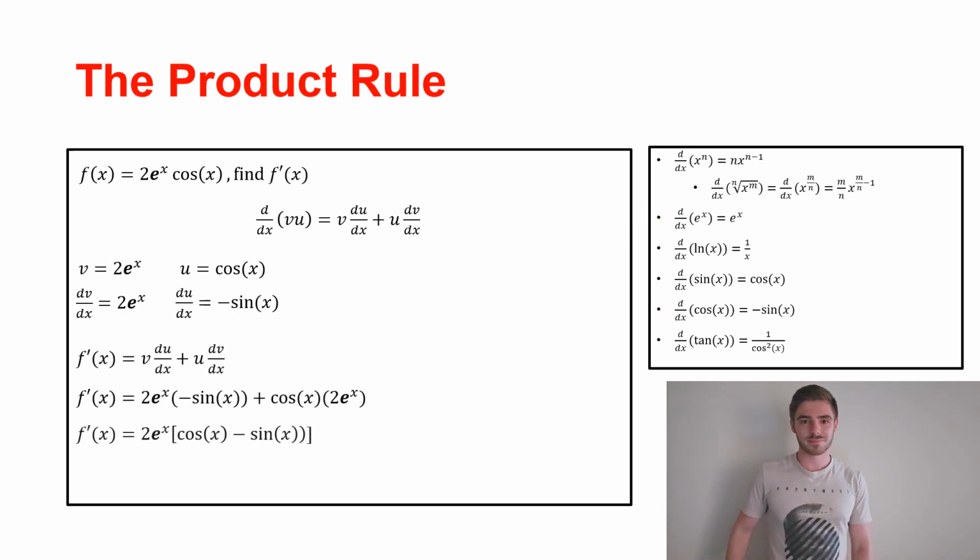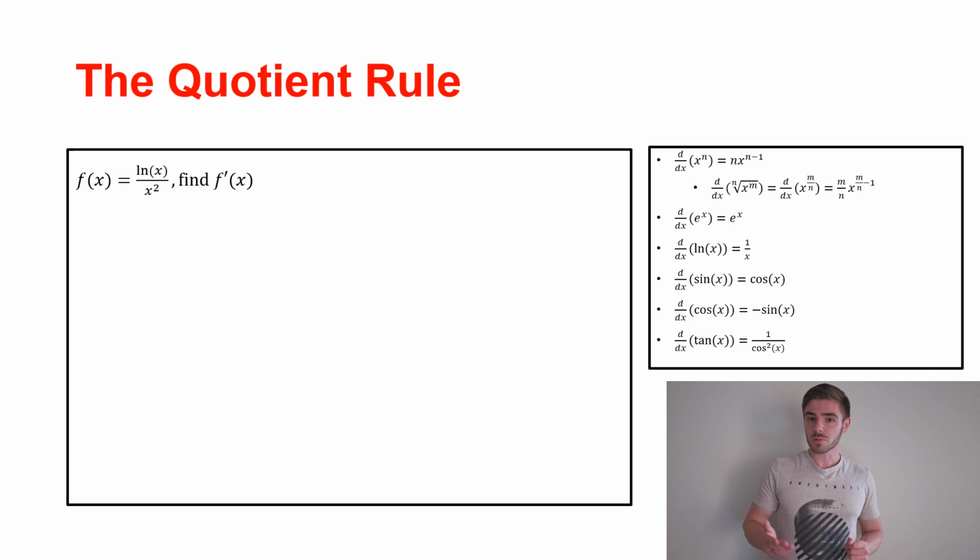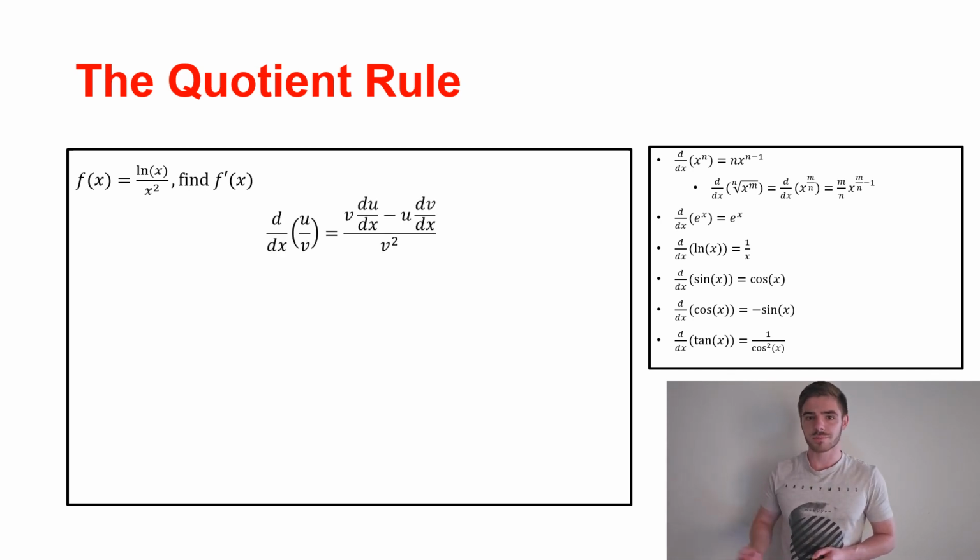How about division? Well, in this case, we'll use the quotient rule. Just like before, we have to define what u and v are, but this time the order matters. U must always be the numerator, and v must always be the denominator.